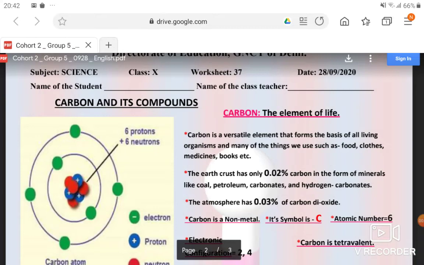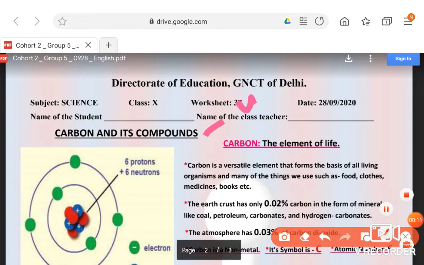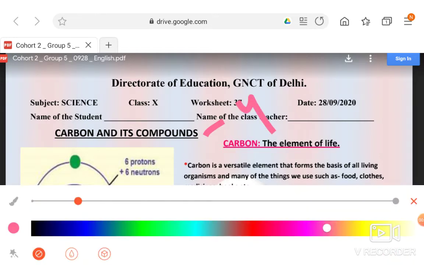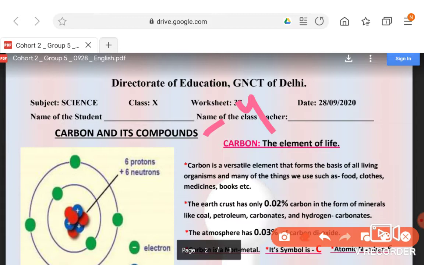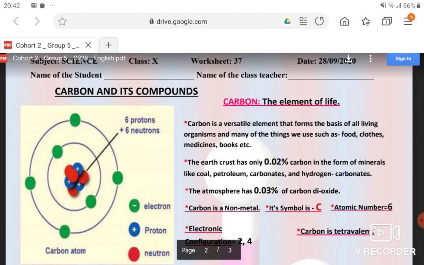Hello students, this is worksheet number 37, class 10, an important chapter of science, that is carbon and compounds, chapter number 4 in your syllabus. So now we will be looking at some basics of carbon. Carbon, why it is studied as a different chapter.